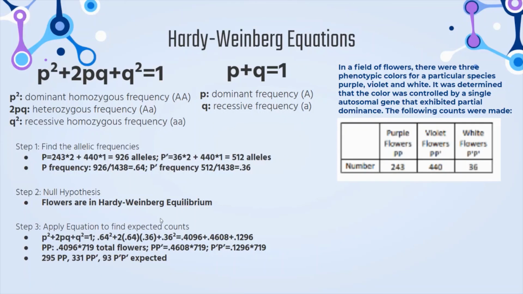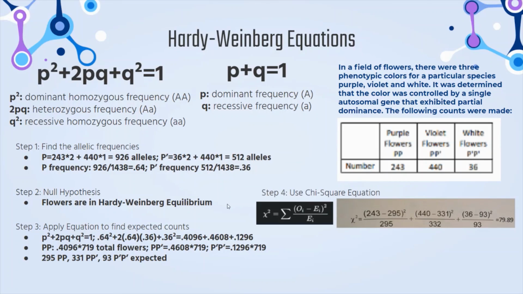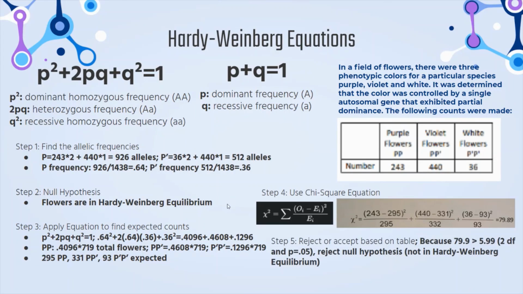In order to find the total number of expected flowers, we will multiply each ratio by the total number of flowers. We will get 295 homozygous purple, 331 violet, and 93 white flowers. Next, we will use the chi-squared equation, and we will get a value of 79.89. Finally, because 79.9 is greater than 5.99, which is the critical value that we found with 2 degrees of freedom and a p of 0.05, we will reject the null hypothesis, and it is not in Hardy-Weinberg equilibrium.